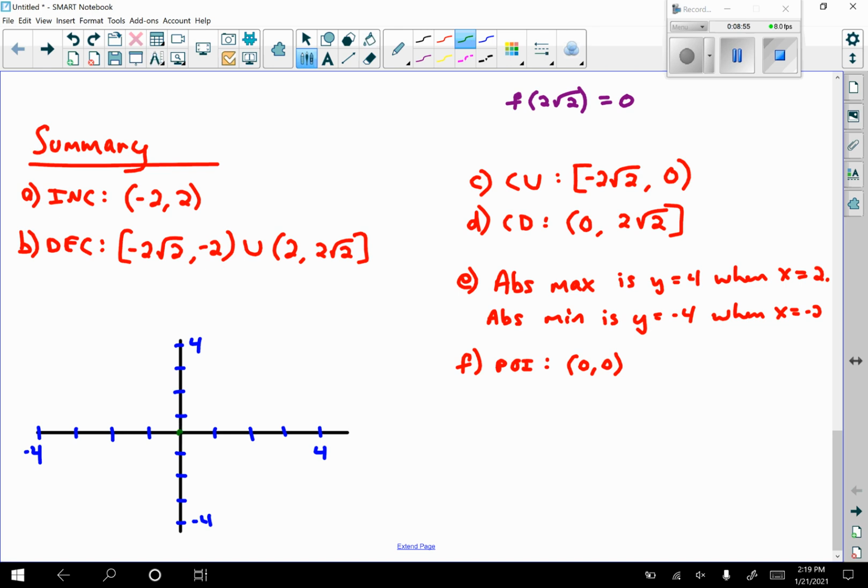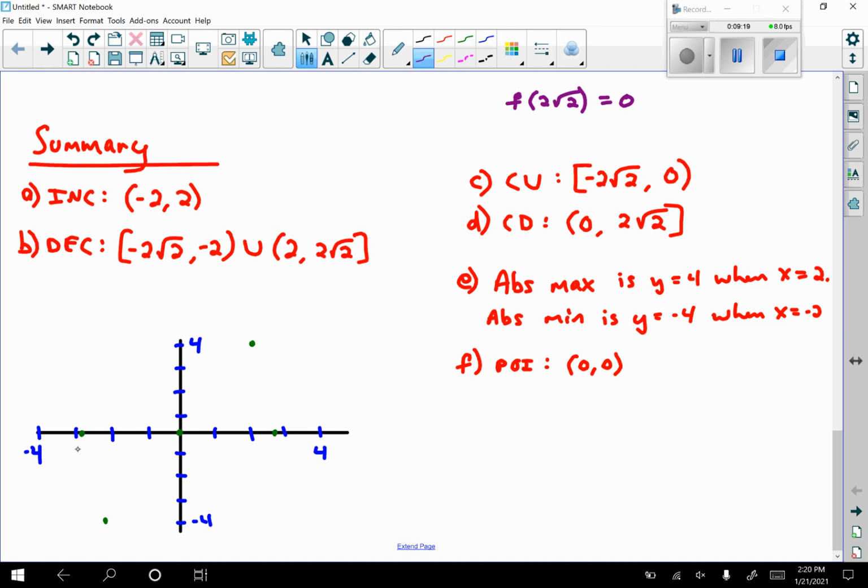Here's the point 0, 0. I just counted by 1s here up to 4s all around. Here I have 2, 4. That's where my absolute max is. Negative 2, negative 4. That's where my absolute min is. And then roughly 2 radical 2 is pretty close to 3, so we'll put a point here and then over here. And I know that those are at 0.